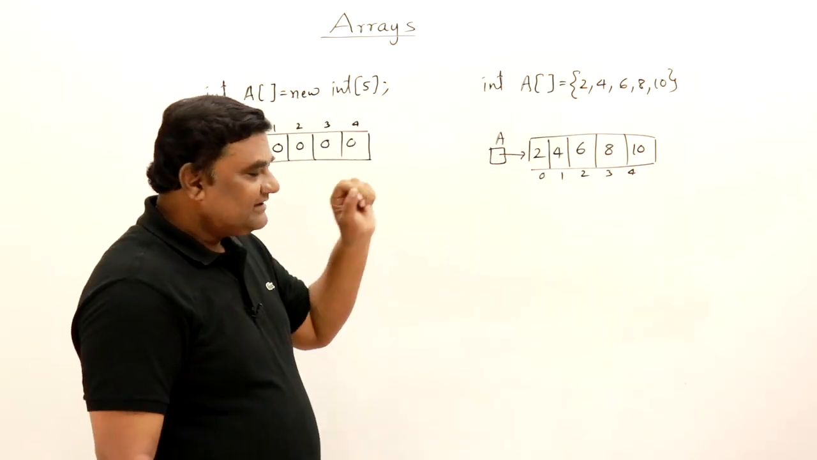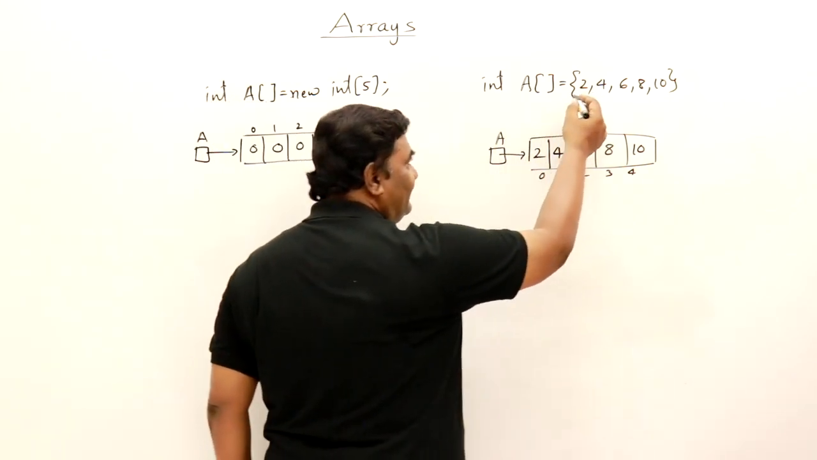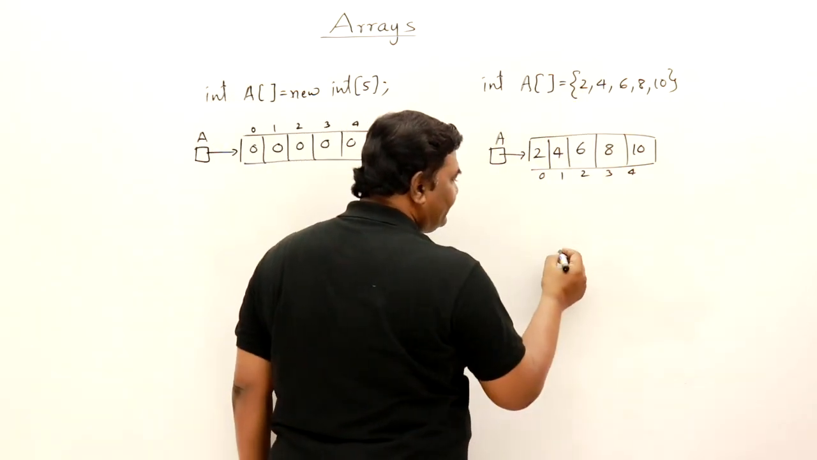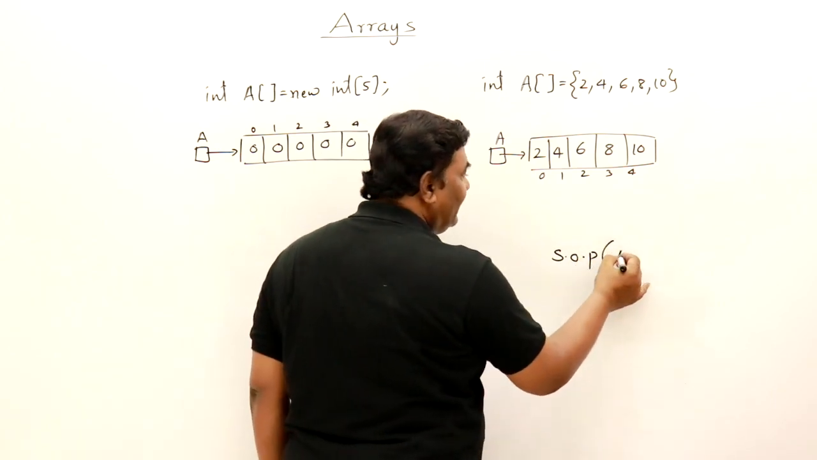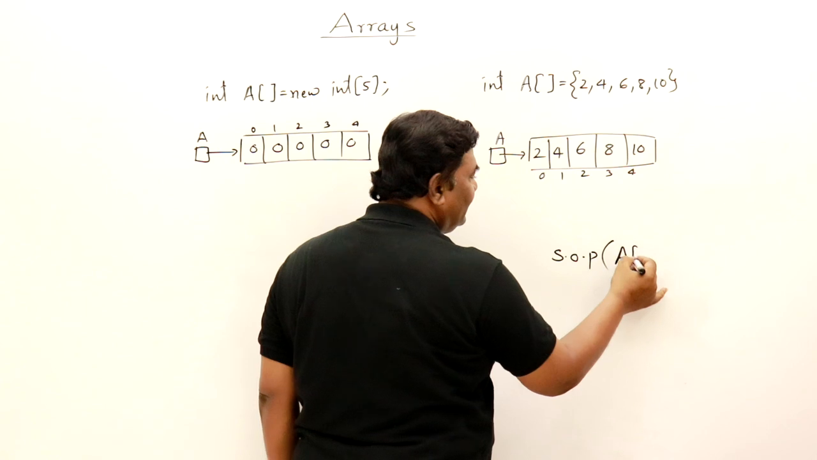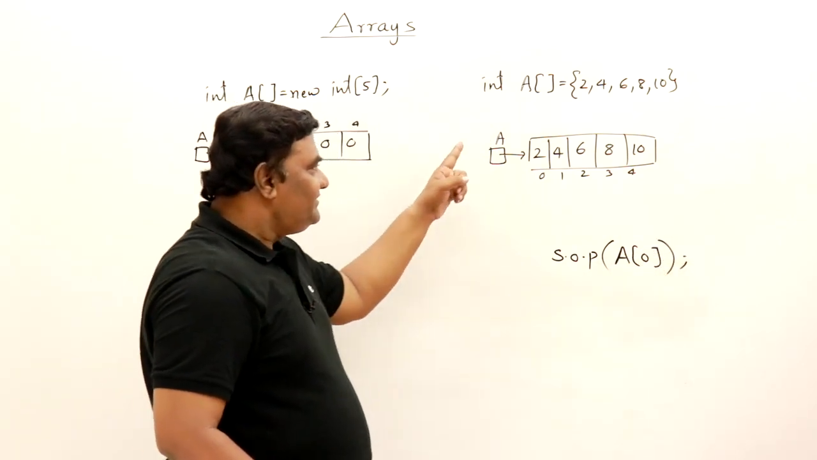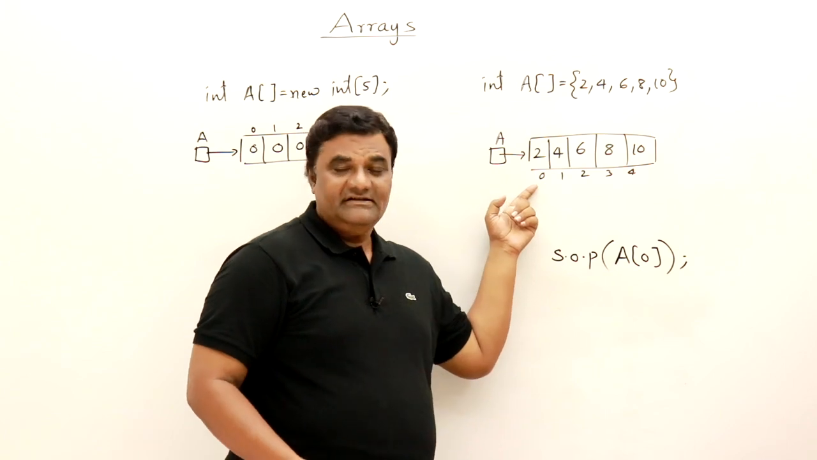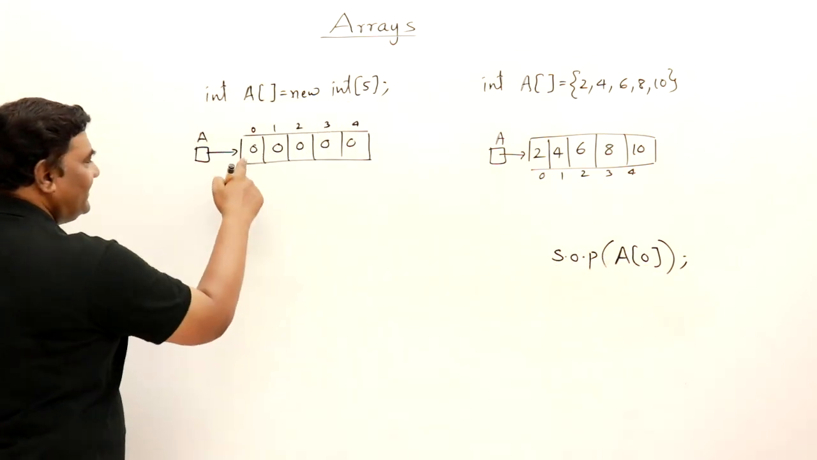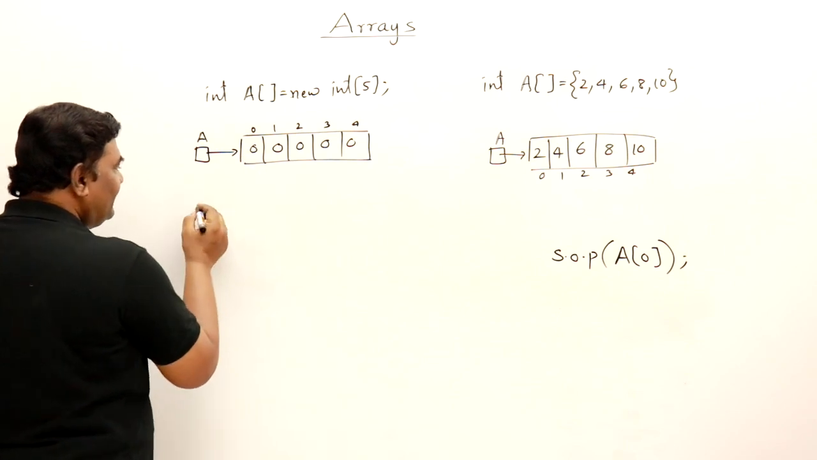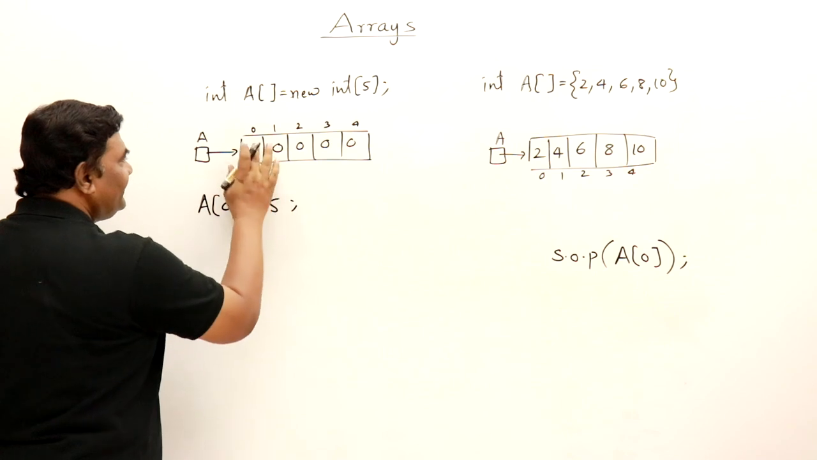Now I want to display that. How to display? I have to print that element, right? So I will say System.out.println. I'm writing in short SOP A of 0. So I can access every element in an array by using the array name and its index. This is the syntax, A of 0. Suppose here I want to store a value 15 in this one, then I should say A of 0 assign 15. So 15 will be stored here.